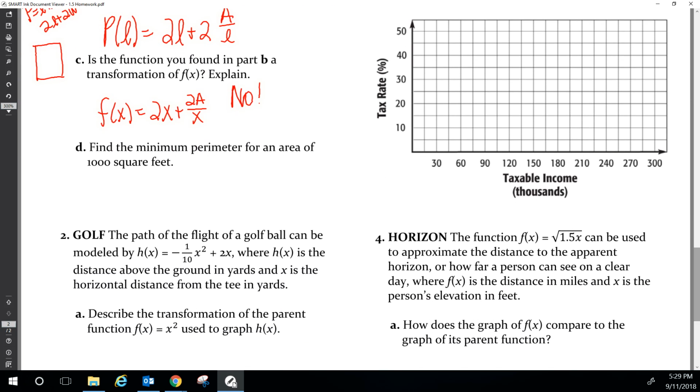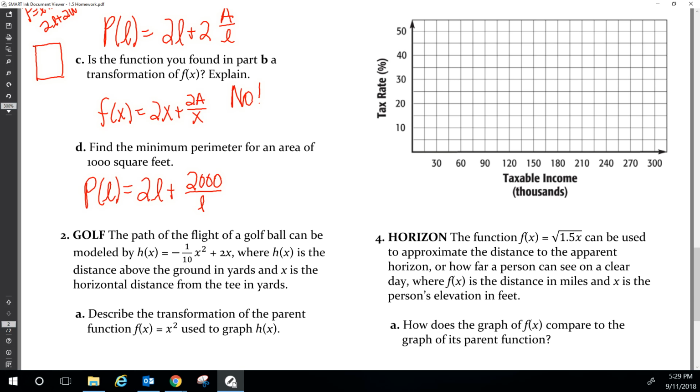And then finally, find the minimum perimeter for an area of 1,000 square feet. So we're trying to find the perimeter with respect to L, which would be 2L plus 2 times, they want 1,000. So I'm plugging 1,000 in for area here. So 2 times 1,000 will give me 2,000 here, divided by L. I'm going to plug that guy into Desmos. That's my graph. And I'm going to look for a minimum point to it.